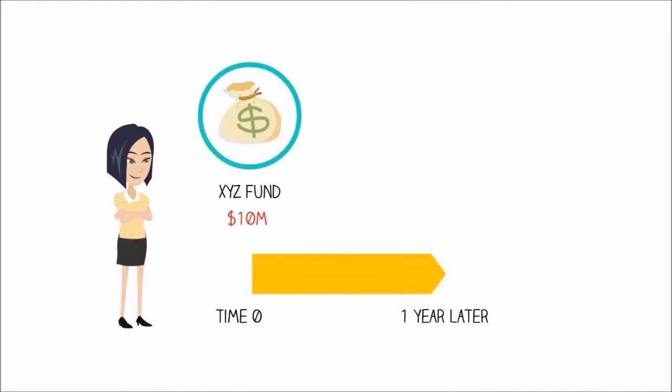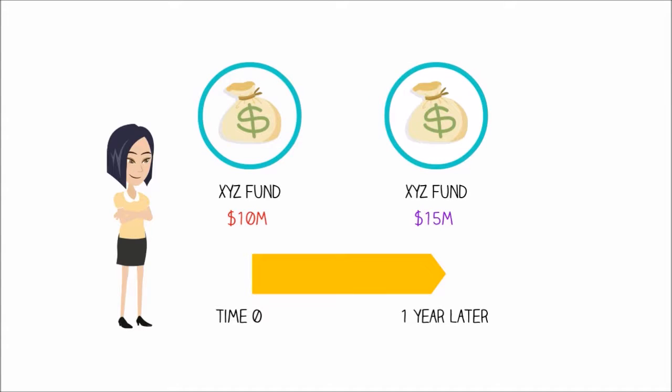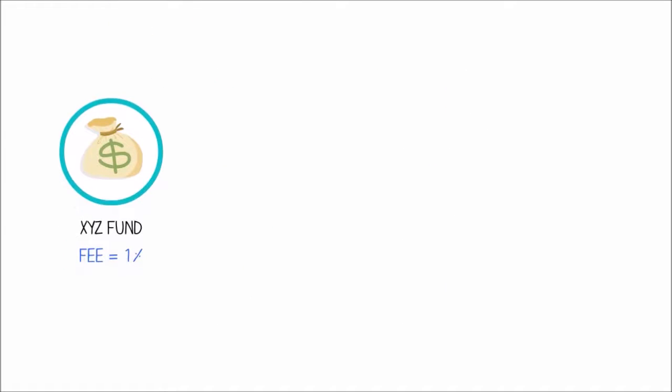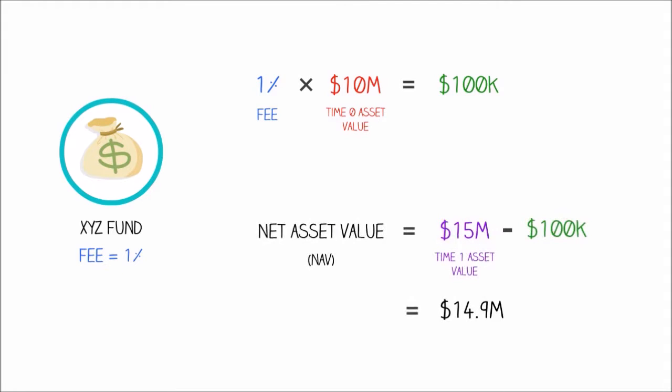So let's say XYZ Fund has $10 million in total fund assets invested in a share portfolio. And now let's say that in the following year, the value of those assets has risen to $15 million. The fund manager will then calculate all of the fees that they charge to investors, which we'll say is 1% for the year. And if we do the maths, 1% of the original $10 million is $100,000. If we now take the current value of total assets and subtract the fees, we're now left with the number $14.9 million. So this figure is the new net asset value.